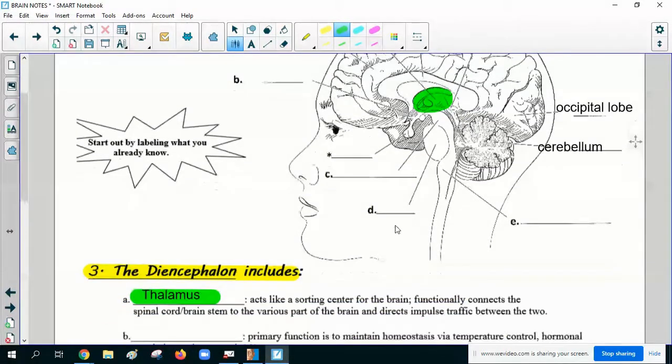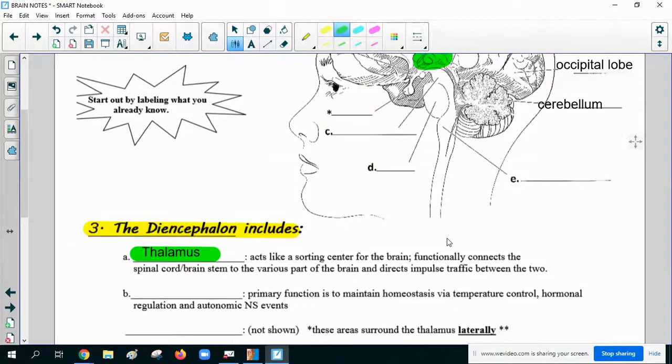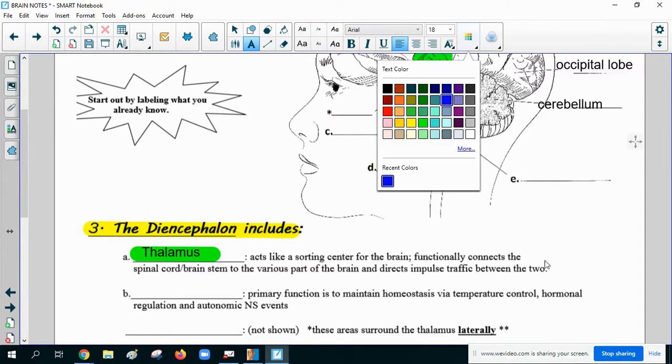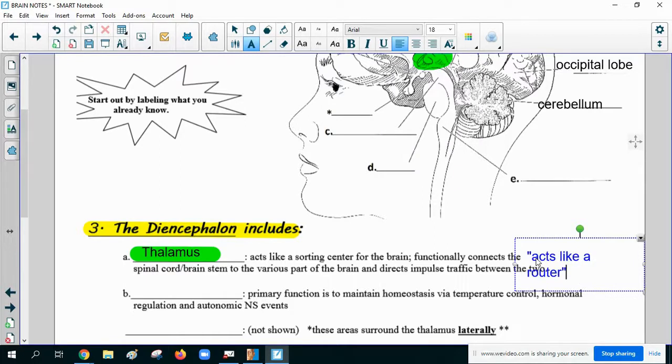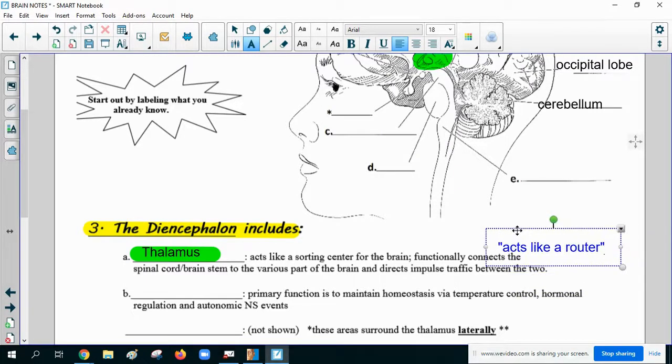And let's talk about what the job of the thalamus is. Notice the thalamus is kind of the connection between the spinal cord and brainstem, and then there's this, sort of sitting between the brainstem area and the rest of the cerebrum. So I think the best analogy for what the thalamus does is that it acts like a router. And it sends information to various parts of the brain, wherever that happens to be appropriate.